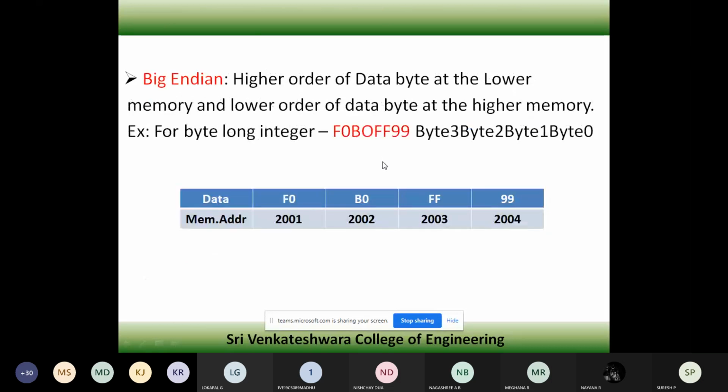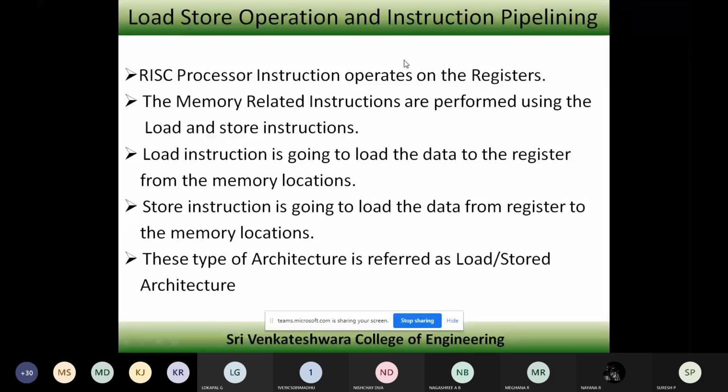Okay. So next is load store operation and instruction pipelining. This we have already discussed. Now, if we take RISC architecture, the RISC processor instructions mainly operate on the register. So the memory related instructions first have to be performed using the load and store instructions only.